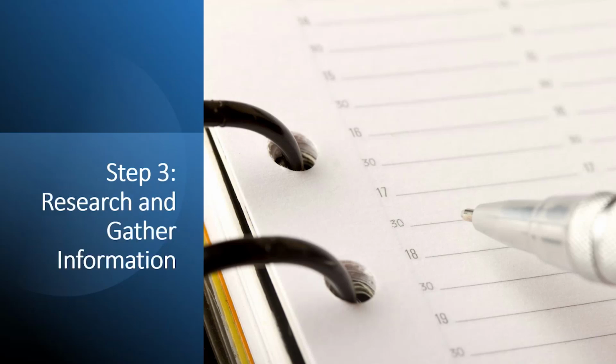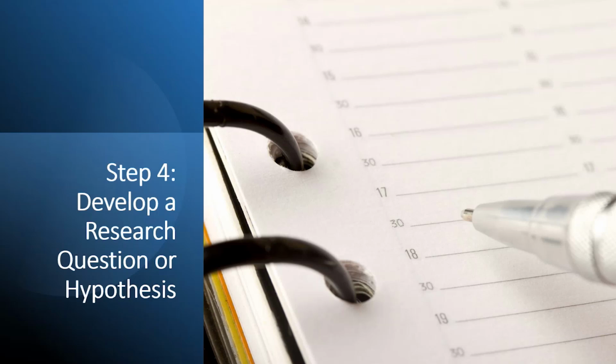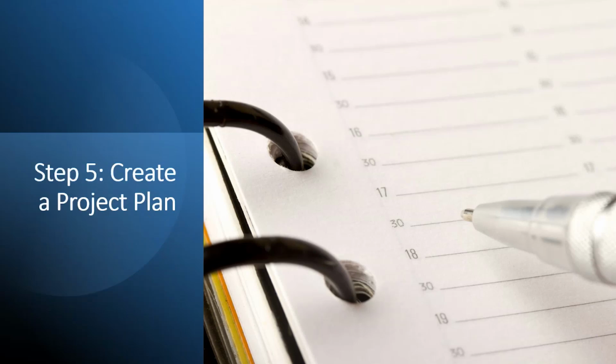Then the students will research and gather information using books, articles, websites, maybe experts, people. You as the educator could provide guidance on evaluating the credibility of those sources. And then we're going to have to develop a research question or hypothesis that really guides our independent study project. Next, some type of project plan, because we want them to outline the steps that they're going to take to complete the project, including deadlines, tasks, and resource requirements.